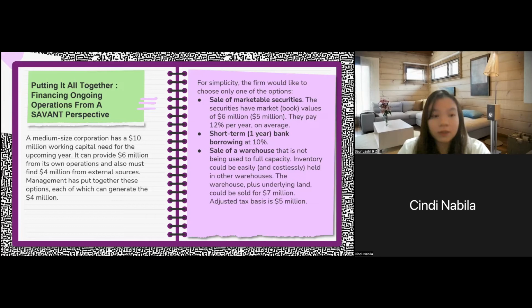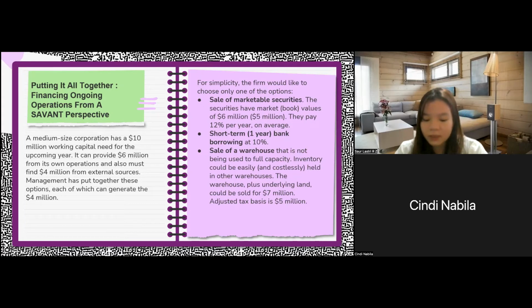The last section of this presentation is putting it all together, the financing and ongoing operation from a tax perspective. The example here: a medium-sized corporation has a $10 million working capital need for the upcoming year. It can provide $6 million from its own operations and must find $4 million from external sources. Management has put together these options, each of which can generate the $4 million. For simplicity, the firm would like to choose only one of these options.